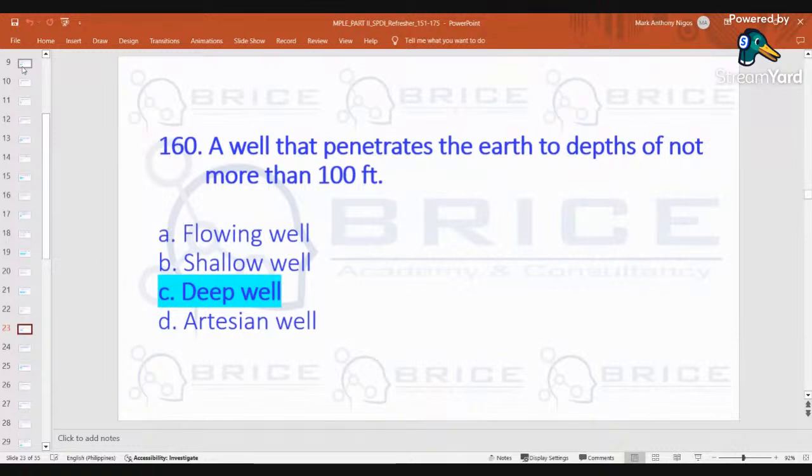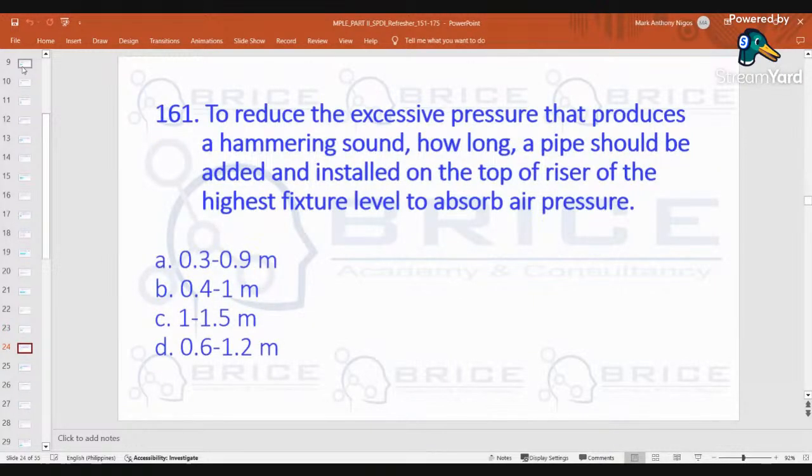161. To reduce the excessive pressure that produces a hammering sound, how long a pipe should be added and installed on the top of riser of the highest fixture level to absorb air pressure? A, 0.3 to 0.9 meter. B, 0.4 to 1 meter. C, 1 to 1.5 meter. D, 0.6 to 1.2 meter. Answer is A, 0.3 to 0.9 meter.